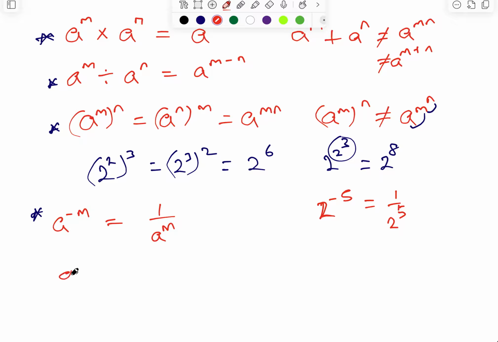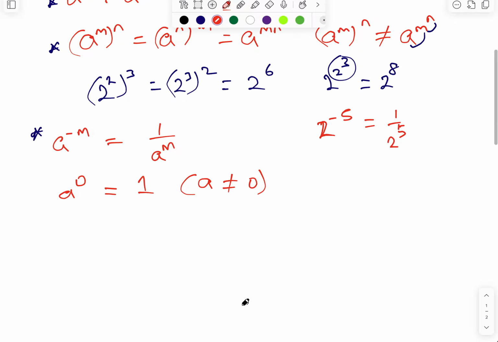Now let's go to another one. There's another one that says a raised to the power 0 equals 1. However, take note, a itself cannot be equal to 0 in this case. This is true if a is not equal to what? 0. So any number raised to power 0 is 1 as long as that number itself is not equal to 0. And these are the major rules of indices.